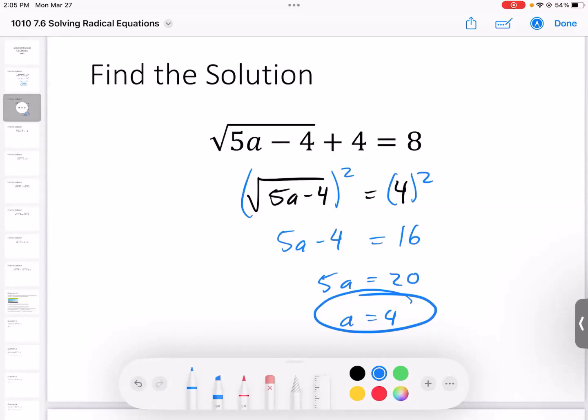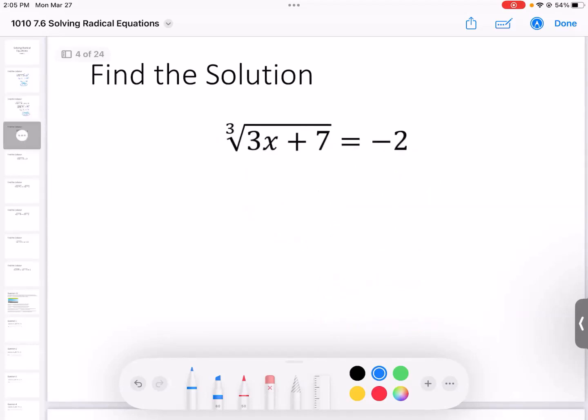Let's do one with a cube root. So let's do this one. What do you guys think our first step would be with this equation?